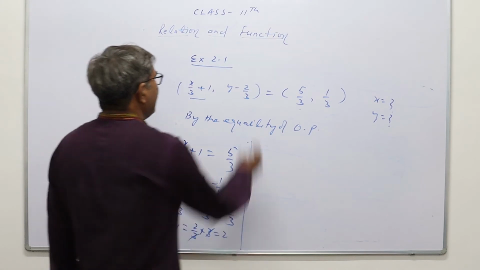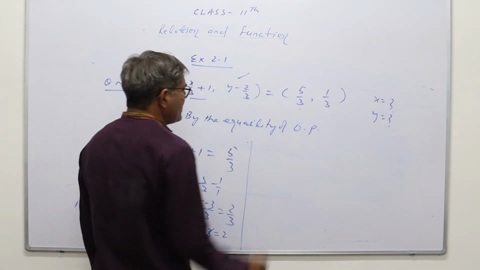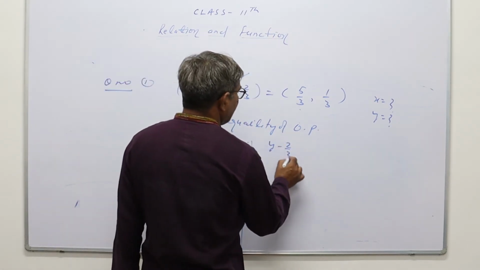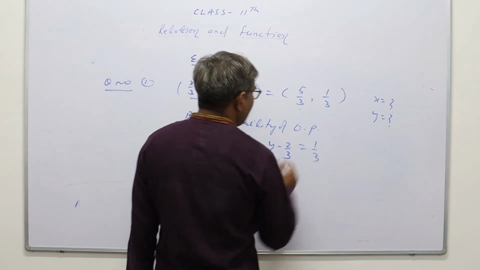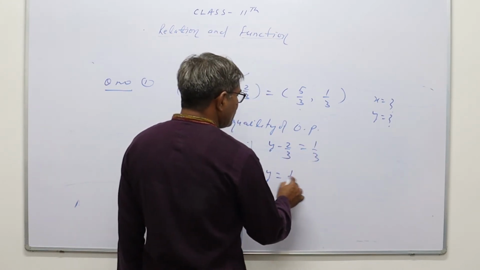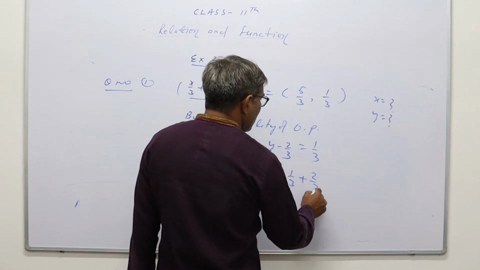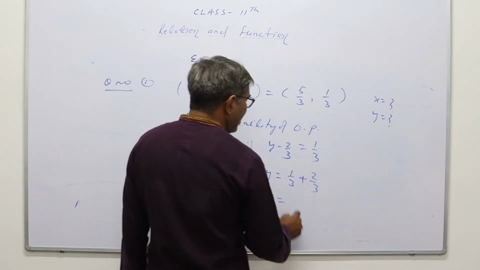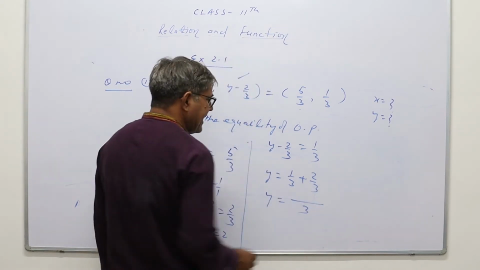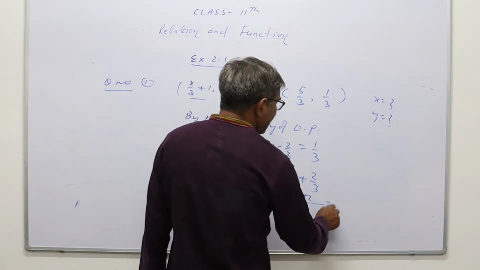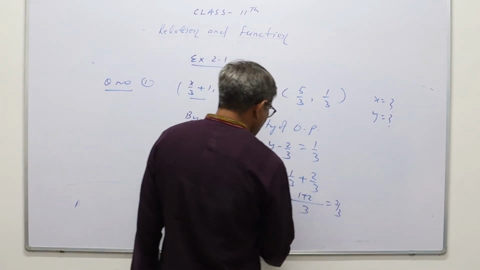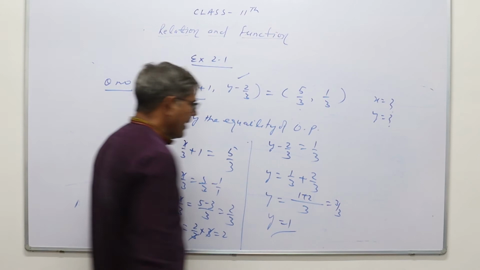Similarly, on comparing the second element of the first ordered pair, that is y minus 2/3 equals 1/3. So y will be equal to 1/3 plus 2/3. So y will be equal to, taking 3 as LCM, (1 + 2)/3, that is 3 upon 3. So y will be equal to 1.